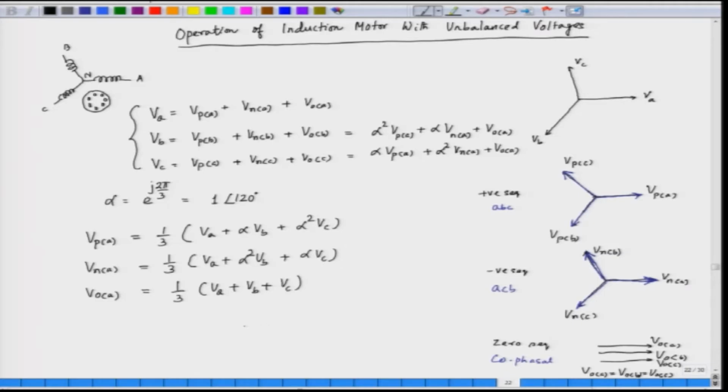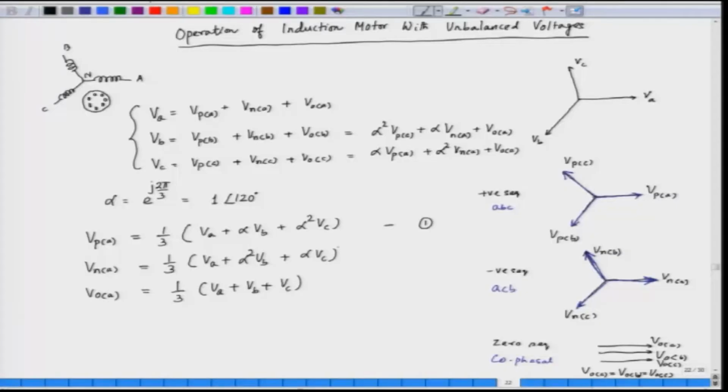Now, what we have tried to do here is the following: we have a set of unbalanced voltages. When we have a set of unbalanced voltages, we have no direct clue how they will affect the operation of the induction motor. So, by taking the help of sequence components, we can break down this unbalanced voltage Va, Vb, Vc into a positive sequence component, a negative sequence component and a zero sequence component. The respective sequence components can be obtained from these 3 equations.